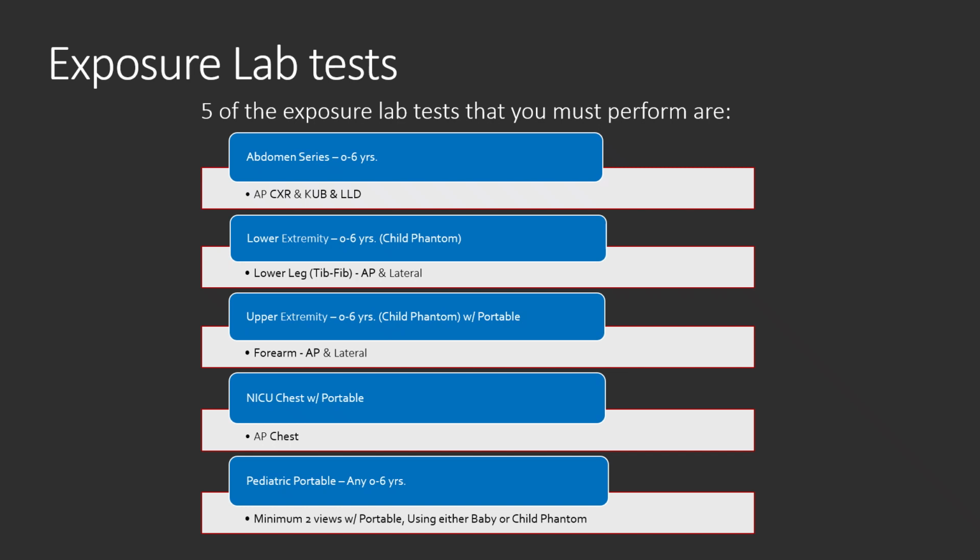You have an upper extremity 0 to 6-year-old, and that will be the child phantom with the portable machine, and this will be your forearm, AP and lateral views. We have a NICU chest with the portable machine. This will be an AP chest with the baby phantom. We have a pediatric portable, which is any. So it could be any exam from 0 to 6-year-old. And this could be the baby phantom or the child phantom at a minimum of 2 views.